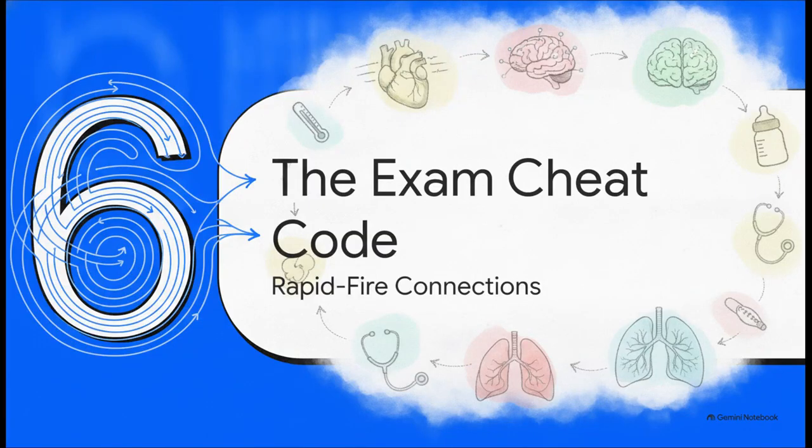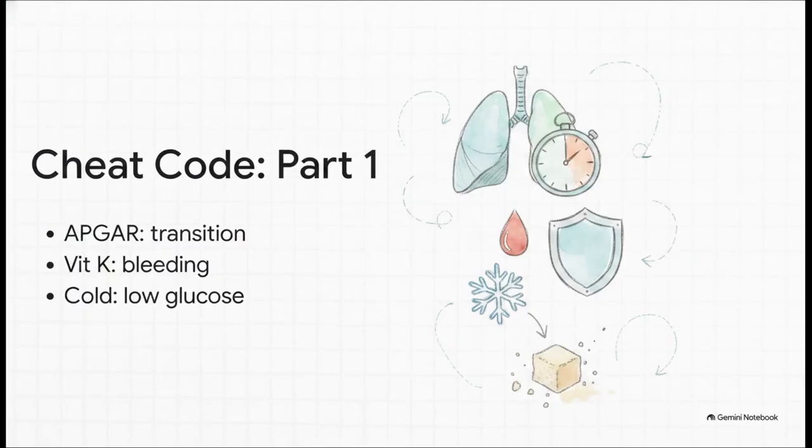And just like that, we've made it to Section 6, the exam cheat code. We've gone through all the deep reasoning, so now let's pull it all together into some rapid-fire connections. I want you to lock these high-yield connections permanently into your memory, okay? You see APGAR in a question, you instantly think transition to air. Vitamin K, bleeding prevention. You get a scenario with a cold baby, your brain should immediately scream hypoglycemia and hypoxia. A preterm baby struggling to breathe, bam, lack of surfactant.